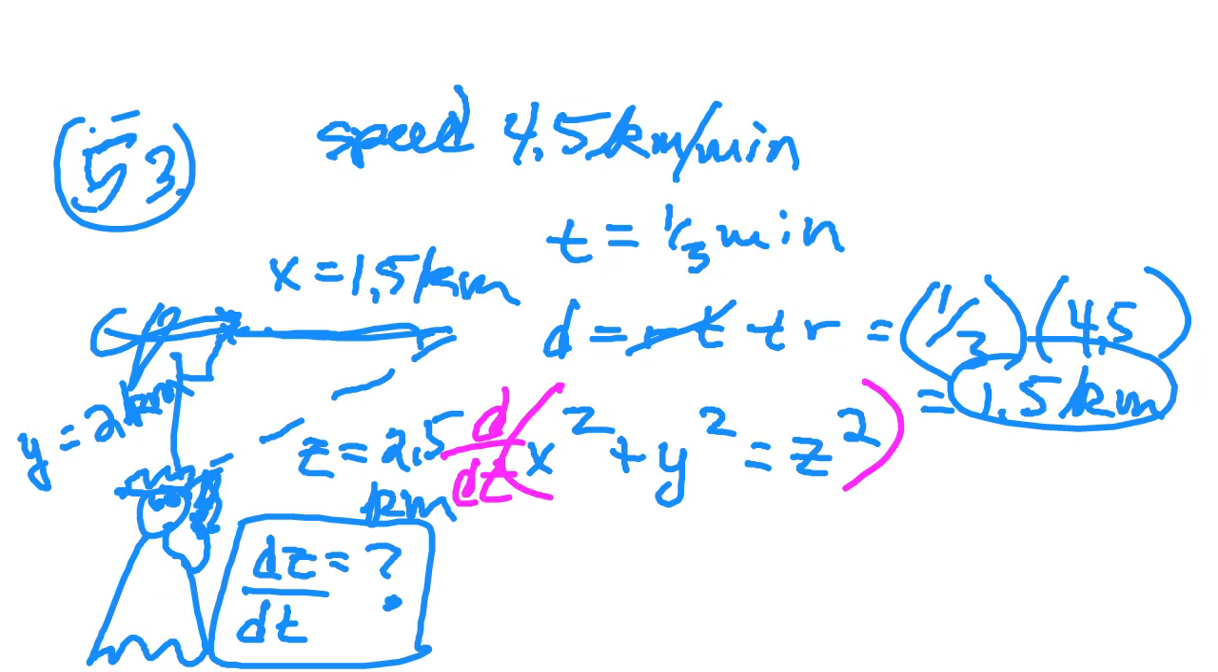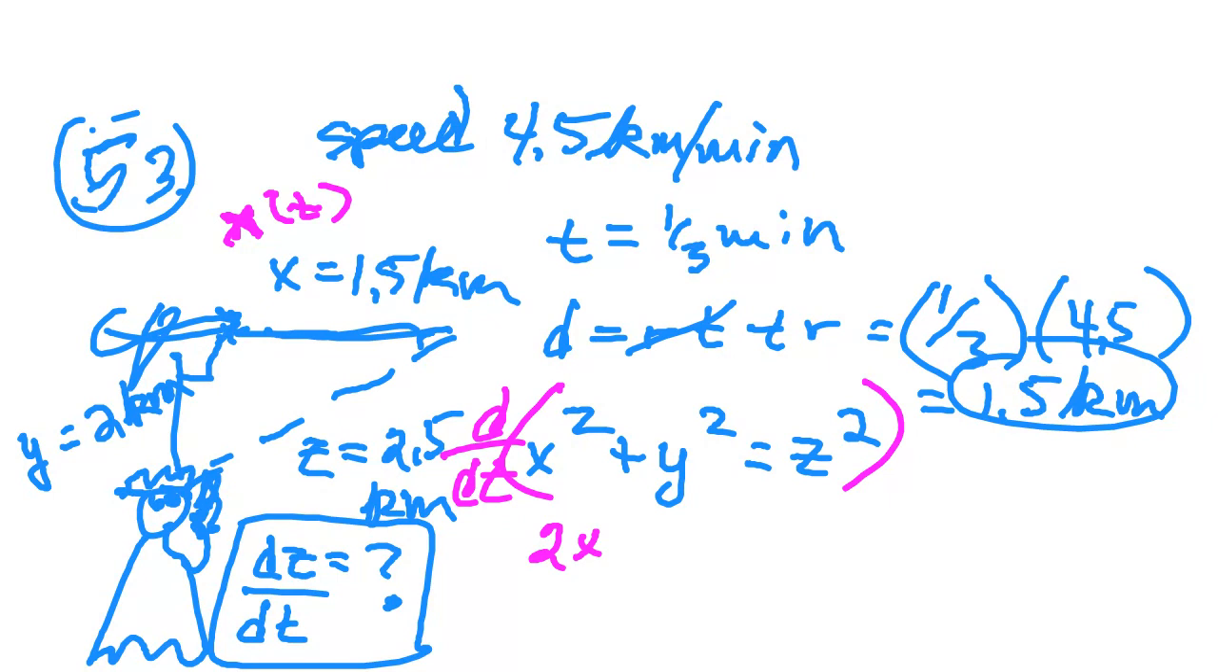Notice that x is really a function of time. X is really like x of t because x is going to get bigger as time increases, assuming you don't run out of gas, right? So we can take the derivative of this, and we're going to get 2x. So I'm going to take the derivative of x squared, get 2x.